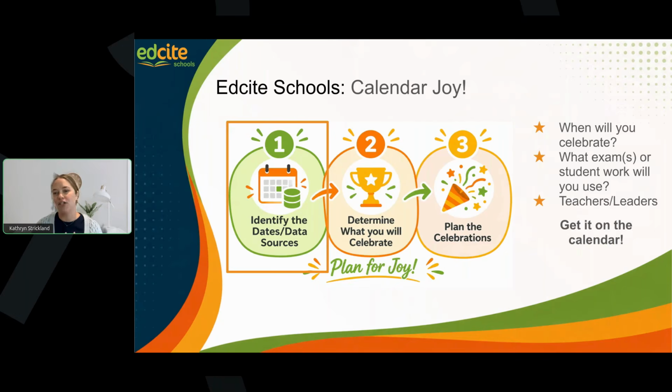We get them in the calendar at the beginning of the year because then we know in 3 weeks we have a celebration coming up, we need to be ready. If it's not in the calendar, joy kind of tends to be the first thing to go. So we want to make sure that we know when we're celebrating and what academic goals we're grounding those celebrations in so that they're on the calendar. We know we're going to have the data we need in Edcite to have really specific celebrations.